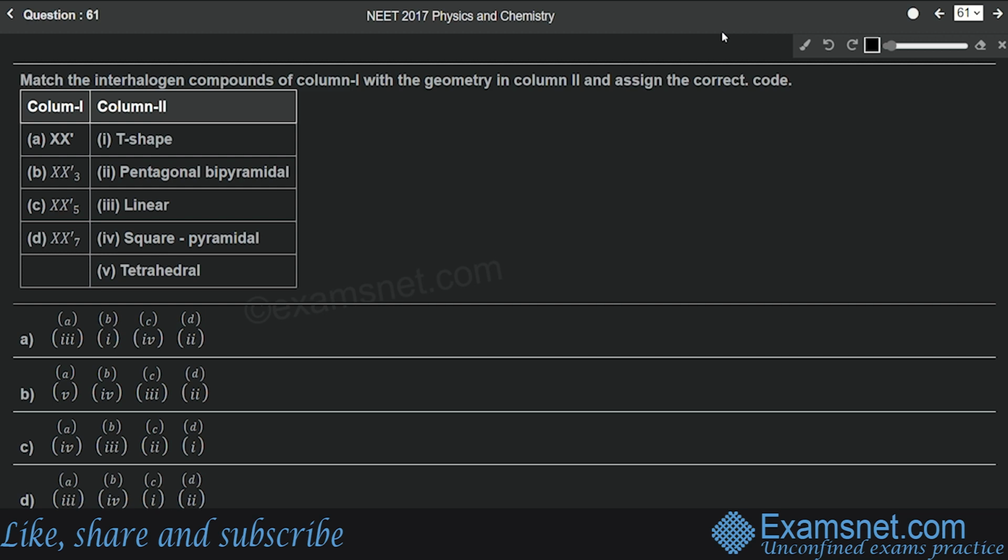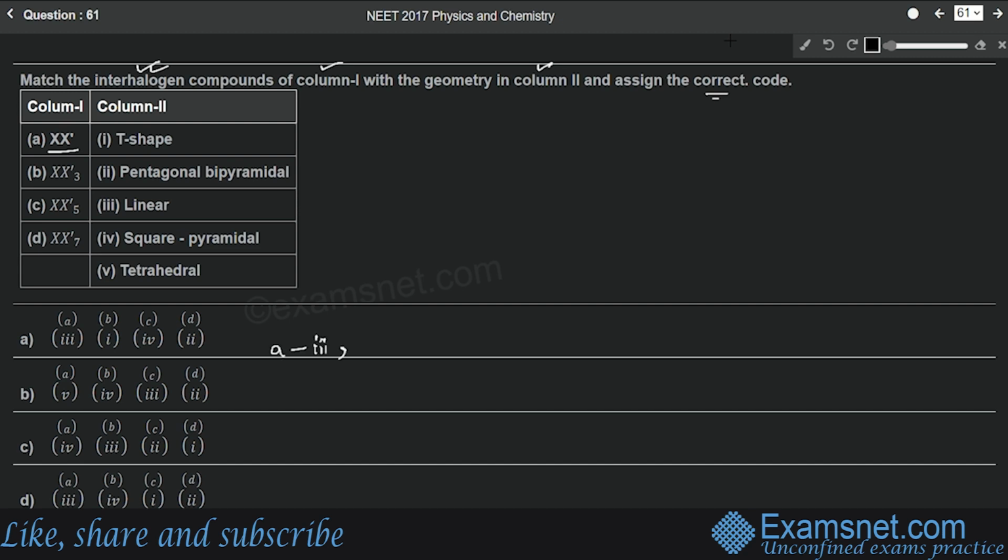Now question number 61 is from the chapter Chemical Bonding and Molecular Structure, and the question is: match the interhalogen compounds of column 1 with the geometry in column 2 and assign the correct code. Okay, so the first one in column 1 is XX dash, so only two atoms are there, right? So what shape is possible by two atoms? Only linear shape is possible. So the correct match for A will be number 3, that is linear.